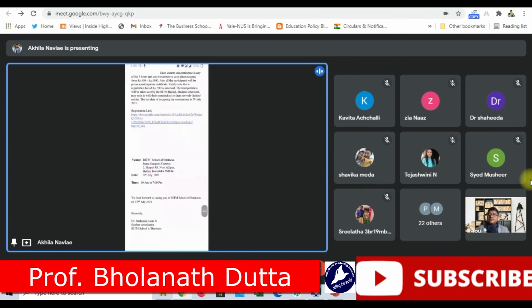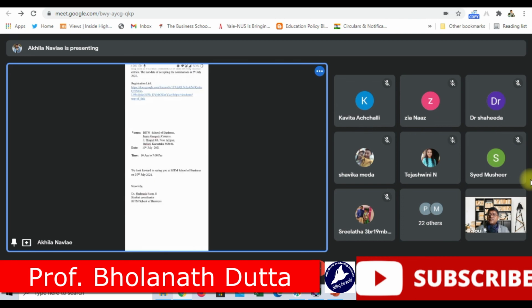Venue: BITM School of Business, Jananagangoti campus to Hospet Road near Alipur, Ballari. Time: 10 to 7 am. We are looking forward to seeing you at BITM School of Business on 10 July 2021.